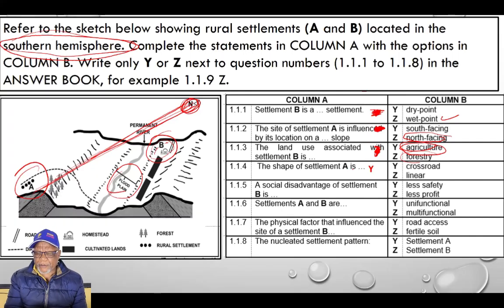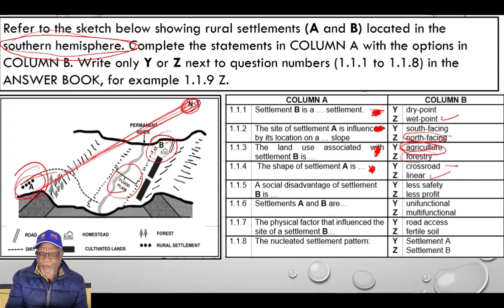The shape of settlement A, look at settlement A, the shape of settlement A, is it a cross or is it linear? So the correct one there, here you see the settlement is built along a dirt track, which can be a road. So it is linear, not this one.